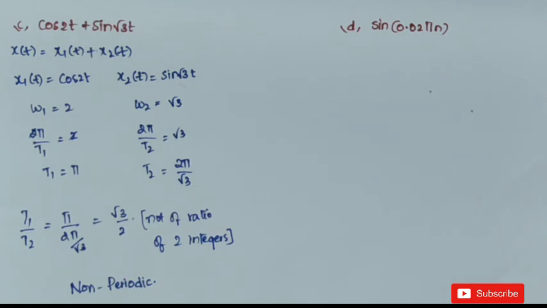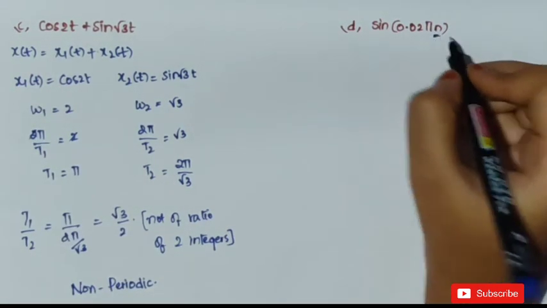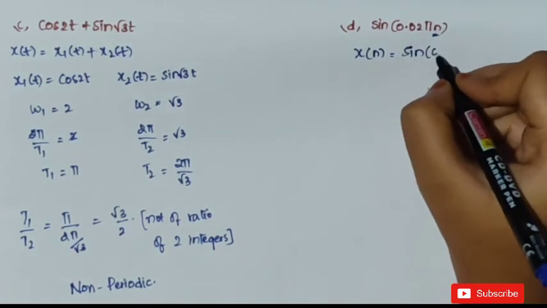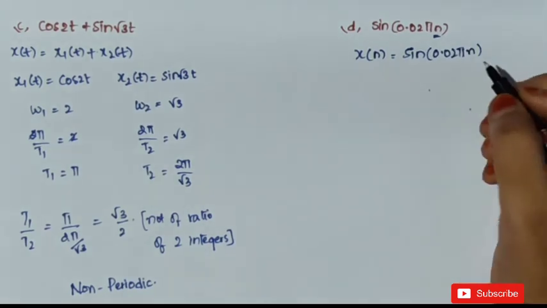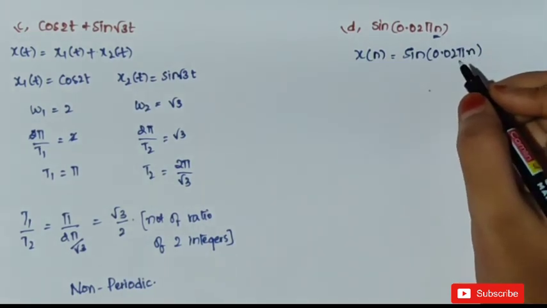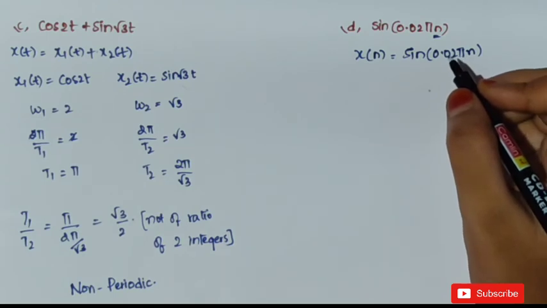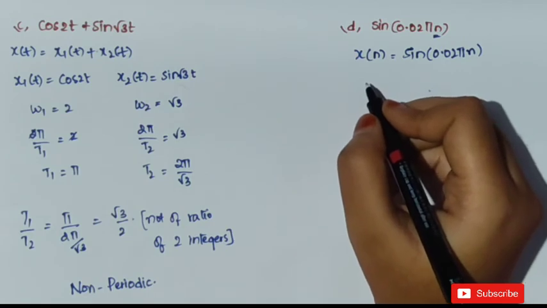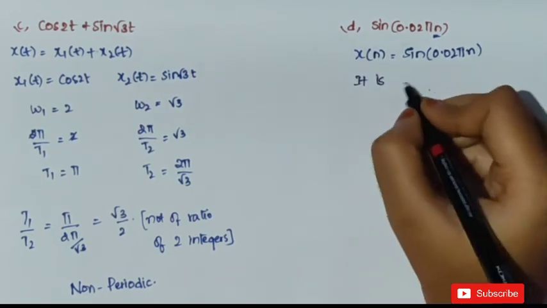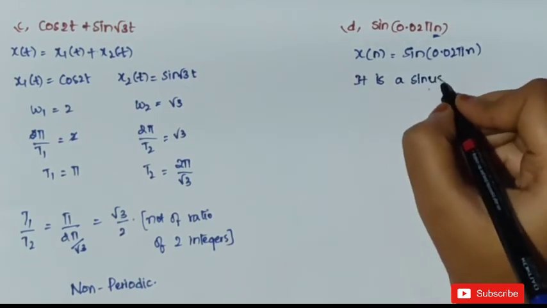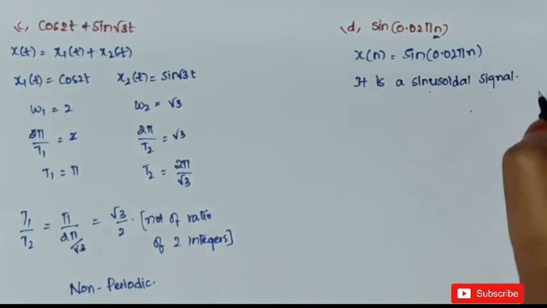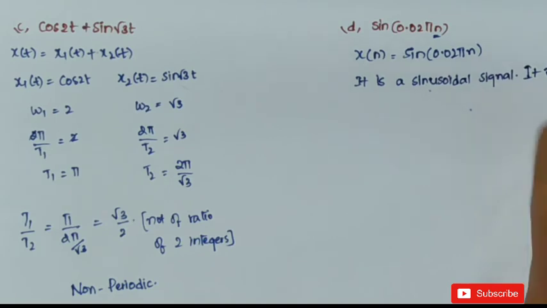Sine of 0.02 pi n. Here the given x is a discrete time signal. If you observe, it is n, so it is a discrete time signal. Therefore, given x of n is equal to sine of 0.02 pi n. This is also a sinusoidal signal, so it is periodic. Now we have to find the period.